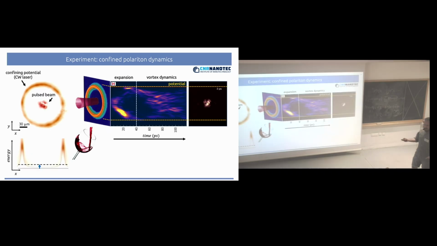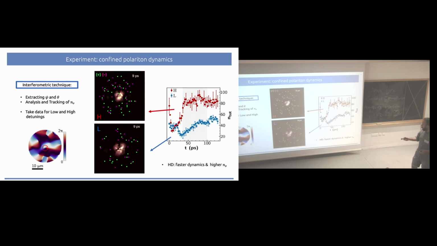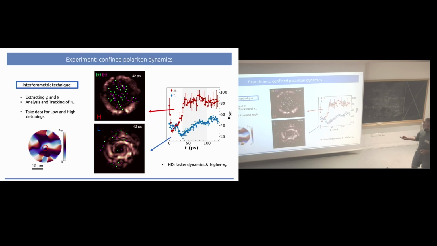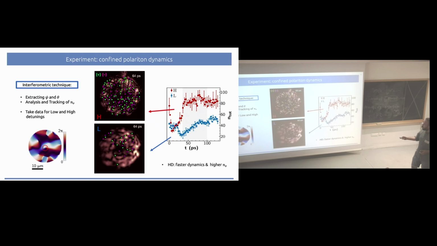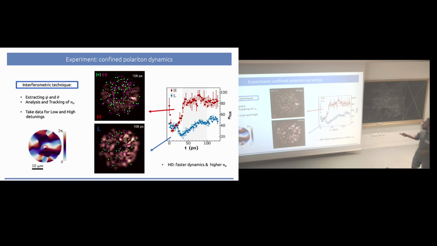I have to say that between the theory and the experiment there is a discrepancy because, of course, the initial condition is different, but let's focus on the experiment. This is the number of vortices as a function of time. So the number of vortices increases with time? In the low detuning case, it increases a little bit with time during the splashing, exactly. But this is a good point: in the high detuning case, we have a pretty constant number of vortices.